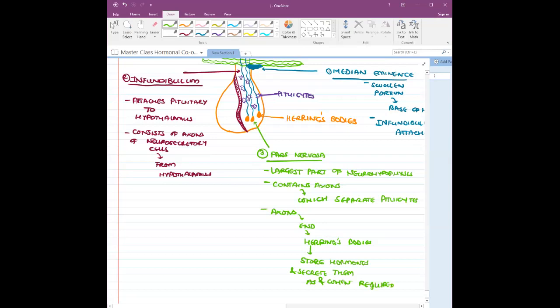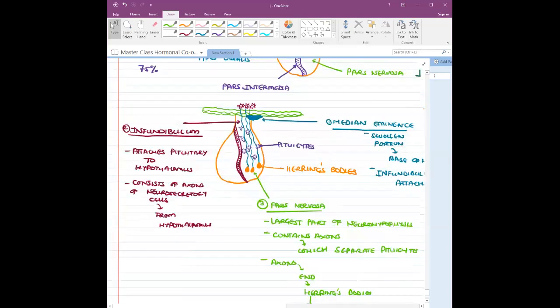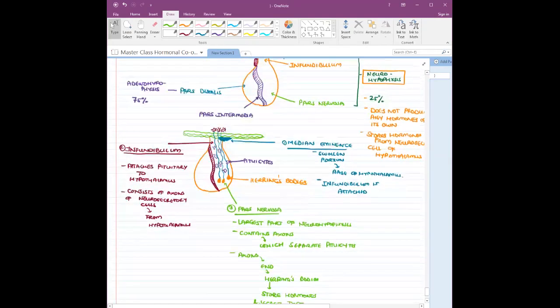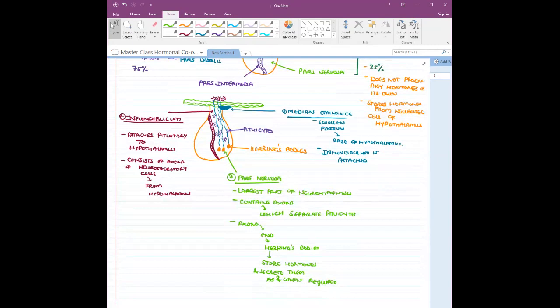That is what we need to know with regards to your entire neurohypophysis, guys. This is it. The next thing we have to talk about is what are the different types of hormones produced by your pituitary gland. So that is what we'll be doing next.